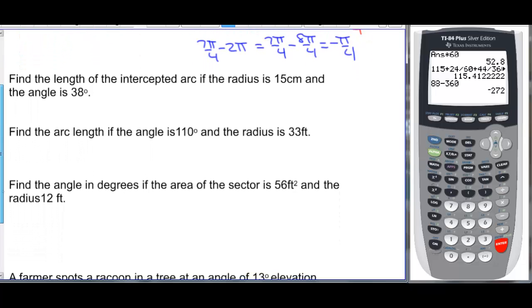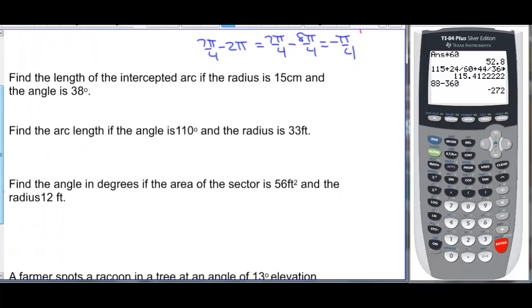Find the length of the intercepted arc. If the radius is 15 centimeters, the angle is 38 degrees. Okay, so arc length is equal to r theta, just like 2 pi r for all the way around the circle. That's circumference. So the arc length is the radius times 38 pi over 180.